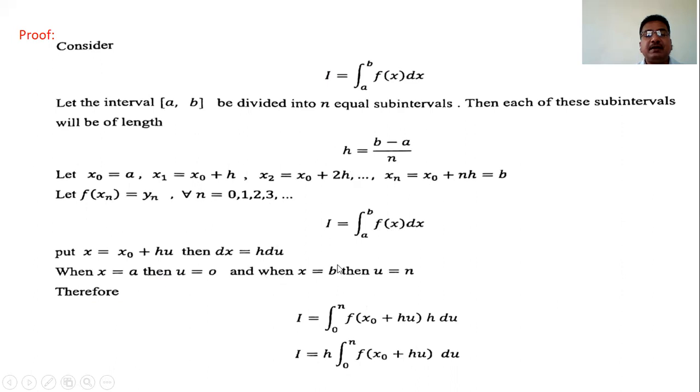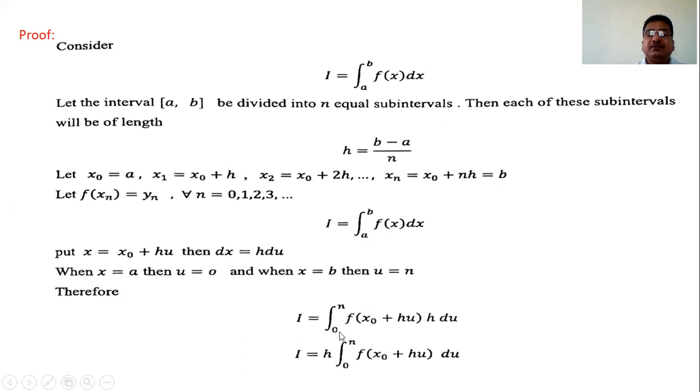So if we substitute here x equal to b, then what do we have? b is equal to a plus hu, that is b minus a is equal to hu, and b minus a is n into h. So divided by h, we have u equal to n. So when x is b, u is n. When x is a, u is 0. Therefore this integration becomes I is equal to the integration from 0 to n.